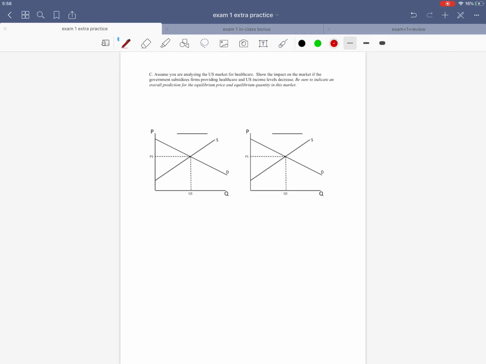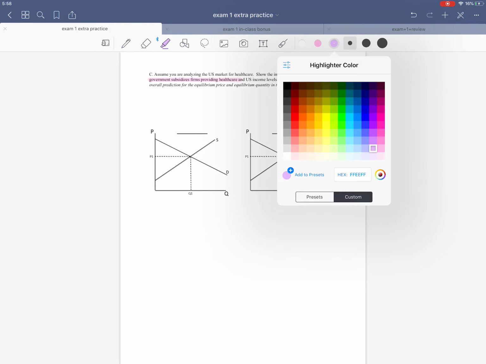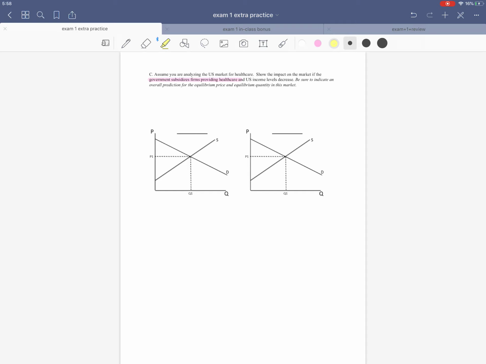Now this question, letter C, says, assume that you're analyzing the U.S. market for healthcare. Show the impact if the government subsidizes the firms providing healthcare. So we have the government subsidizing firms providing healthcare. And then we also see that the U.S. income levels decrease. So the income levels are going down. And we're going to assume that healthcare is going to be considered a normal good.